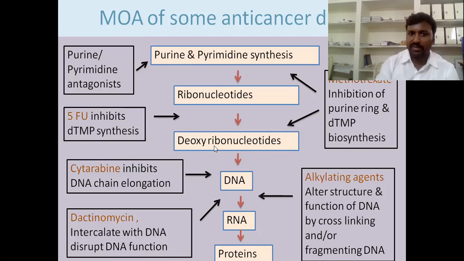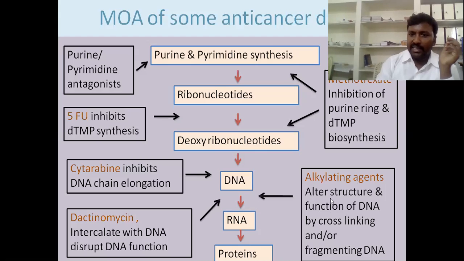Here the formation of deoxyribonucleic acid, DNA, is inhibited. Methotrexate also inhibits the required metabolites. 5-fluorouracil and methotrexate inhibit the metabolites required for DNA. Cytarabine inhibits the DNA chain elongation. And dactinomycin inhibits the DNA transcription.